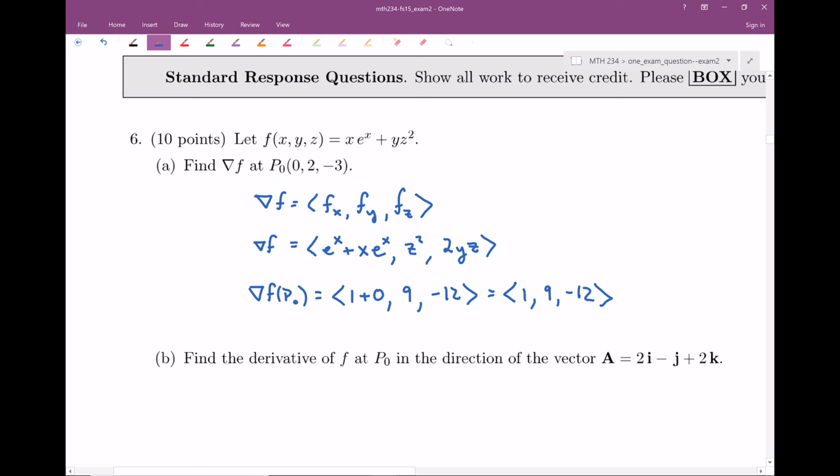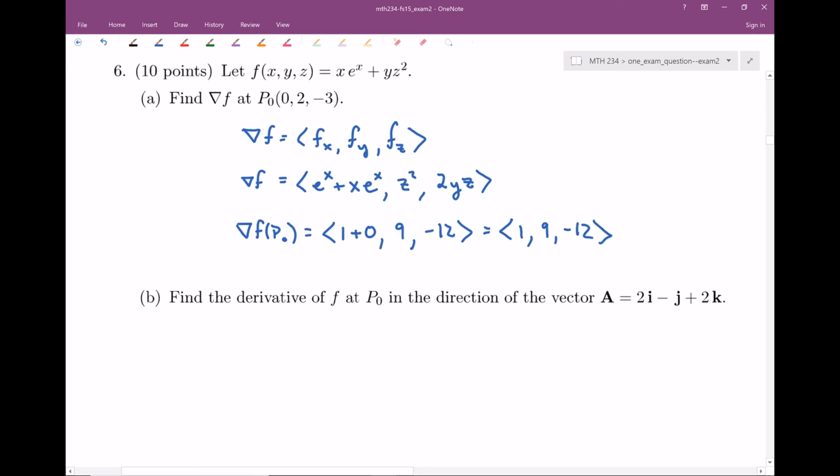All right. For part B, I would like to find the derivative of this function at our point, p sub 0, in a specified direction, in the direction of a. All right, so the idea here, right, so again, I'm taking a directional derivative, in the direction of a, of f. So this was the notation that we brought up in class. So d sub a of f, the direction in the a direction with our function f.